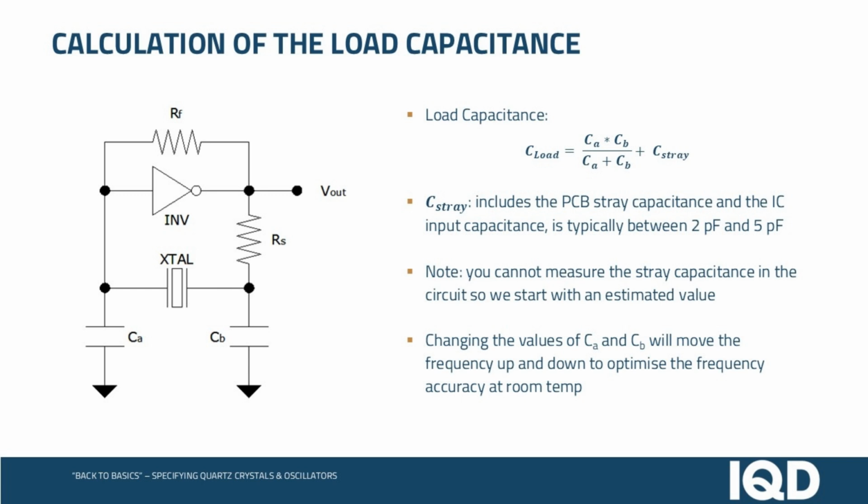The diagram on the left is a typical Pierce oscillator circuit. The inverting buffer shown and the feedback resistor is generally built into most microprocessors nowadays. So all you generally need to do is apply an external crystal and 2 external capacitors.